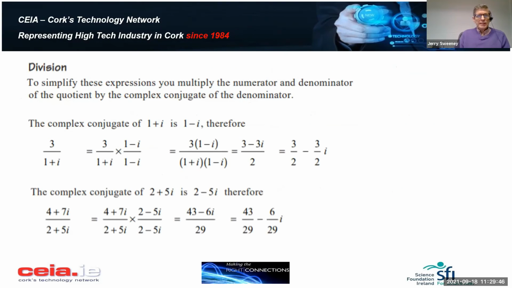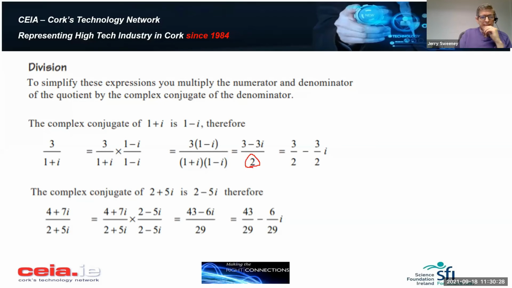So we're going to use that trick in order to do division. So the complex conjugate, okay, we're going to simplify these expressions. We're doing division. So 3 over 1 plus I. What we can do is multiply above and below by 1 minus I. And we know that 1 plus I and 1 minus I will give us a real number, so what will be under the line will be a real number.